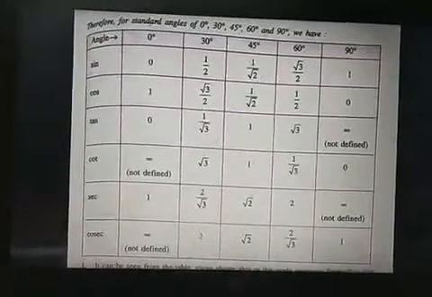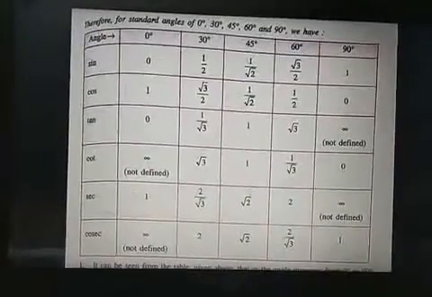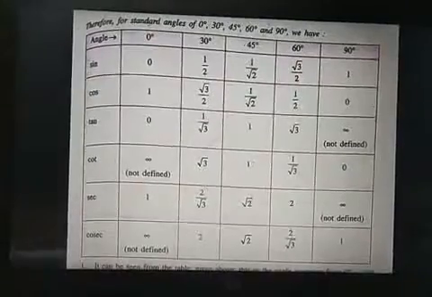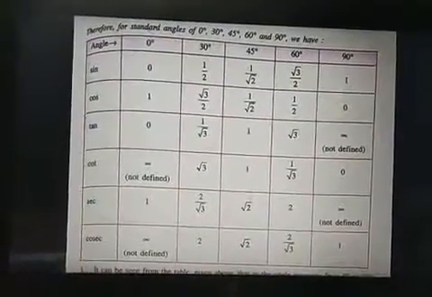Okay, so the same goes with tan 60. Tan 60 is root 3 by 2 divided by 1 by 2. 2 gets cancelled out. So therefore only root 3.